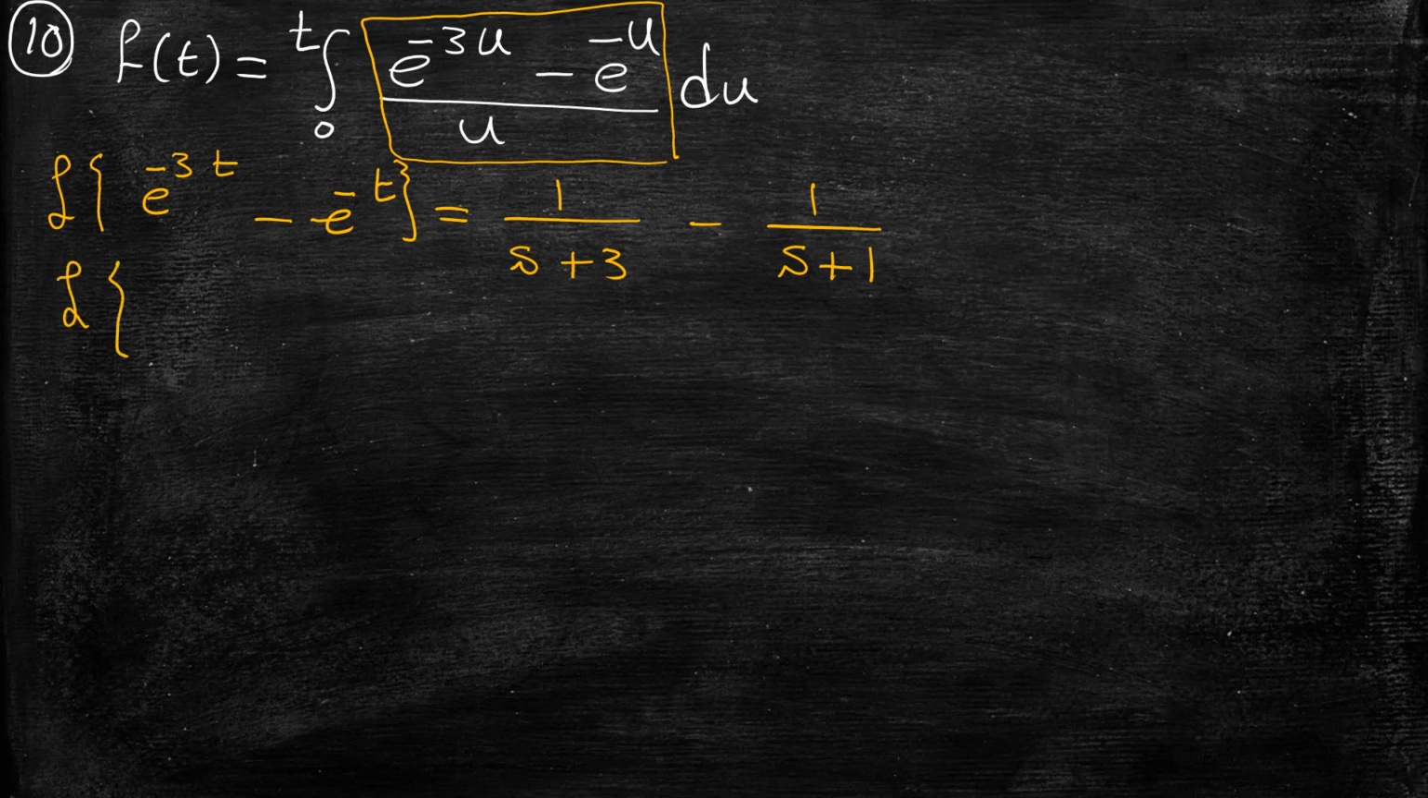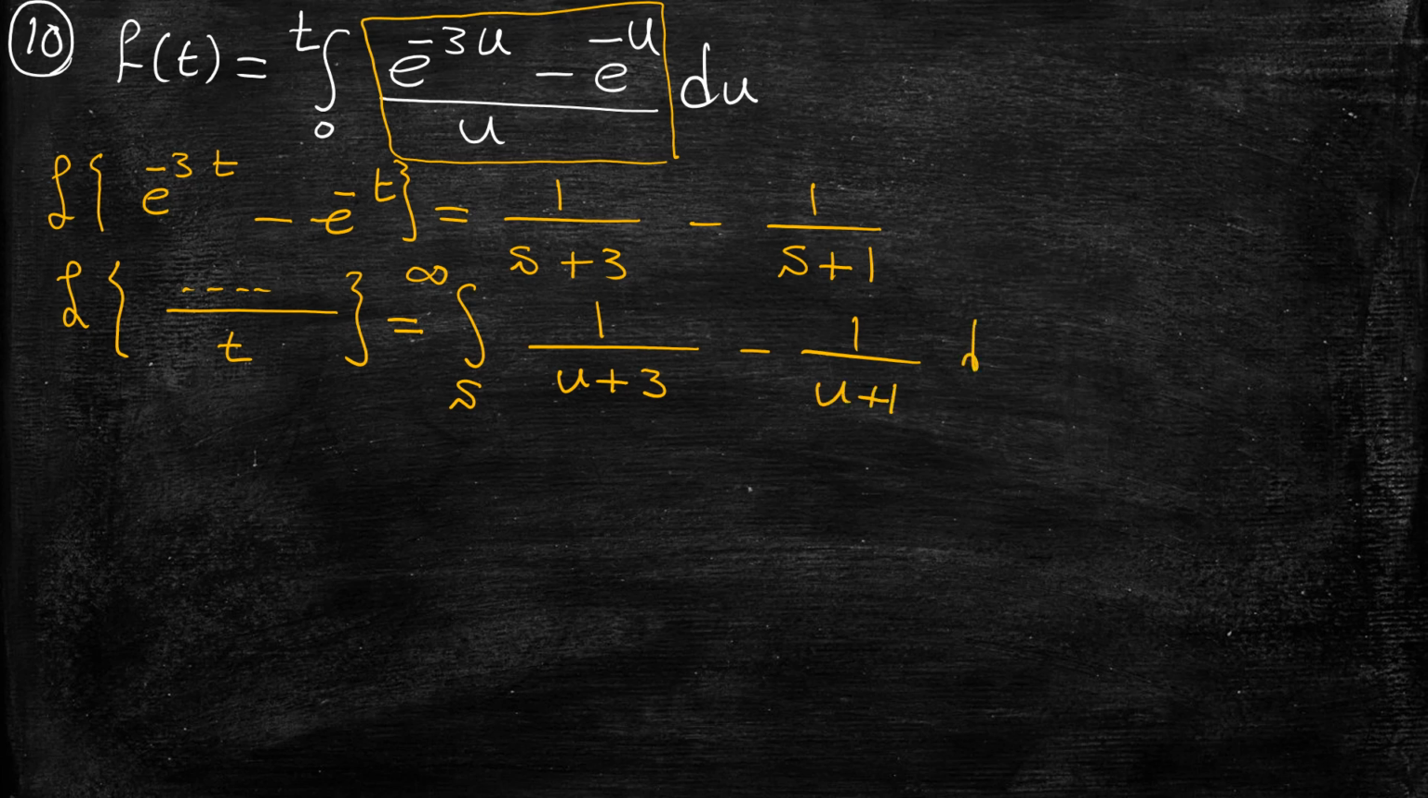What happens if we have this term divided by t? Yes, that's correct. I will do an integration with respect to s. I have this 1 over u plus 3 and this 1 over u plus 1, du. It's the same u or s, but again you will substitute with this s at the end. So this term will be ln of u plus 3 minus ln of u plus 1, and then the limits are from s to infinity.